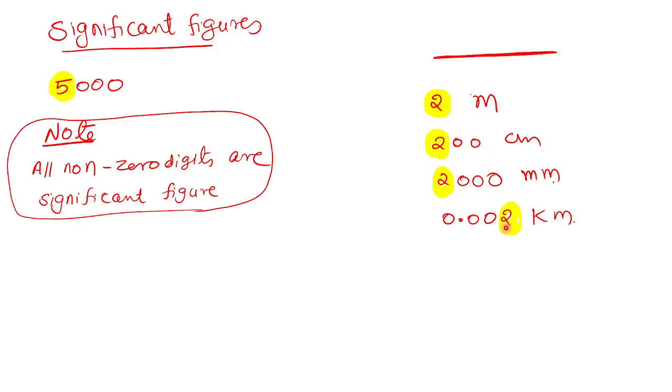So zeros are not significant, but the non-zero digit like 2 will be significant. Significant means only this much, the digit which never changes even after the conversion. So every non-zero digit is a significant figure. We studied till this. Is that okay?